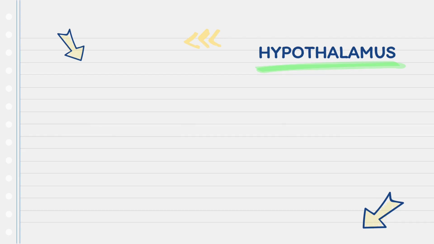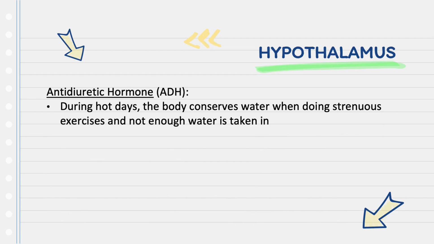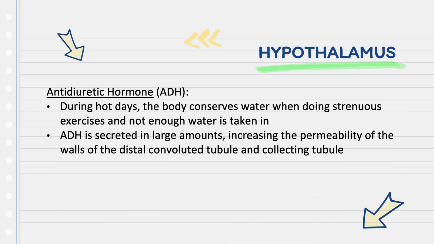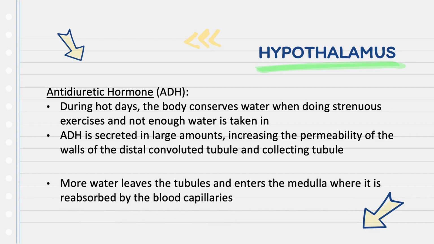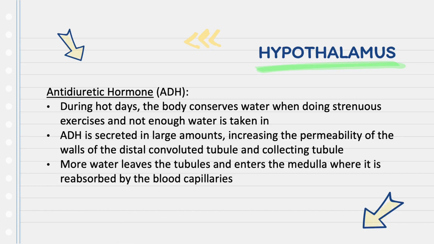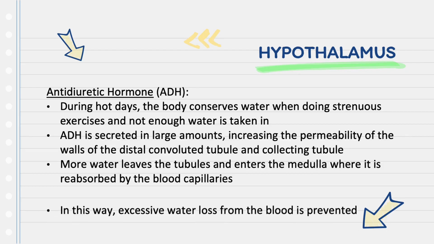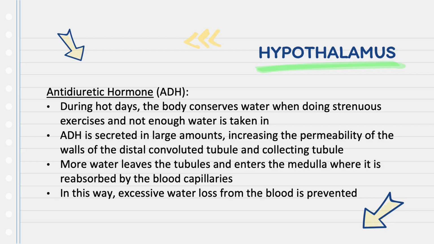Let me go into detail with ADH, the antidiuretic hormone. During hot days, the body conserves water when doing strenuous exercises and not enough water is taken in. ADH is secreted in large amounts, increasing the permeability of the walls of the distal convoluted tubule and collecting tubule. More water leaves the tubules and enters the medulla, where it is reabsorbed by the blood capillaries. In this way, excessive water loss from the blood is prevented.